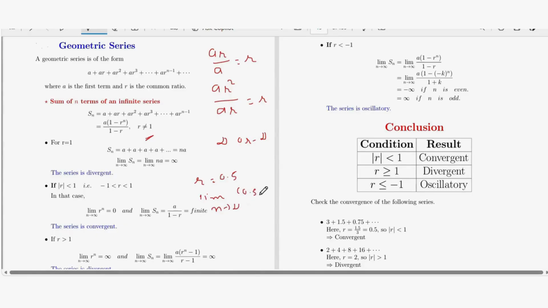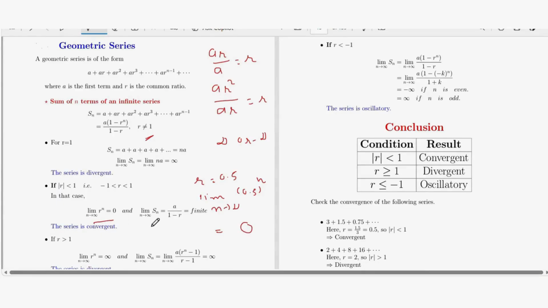For very large n, what do we get? We get 0.5 raised to 1, 0.5 raised to 2, 0.5 raised to 3, 0.5 raised to 4. So this number becomes smaller and smaller, and approaches 0. So in this range, limit n tends to infinity r raised to n is equal to 0.